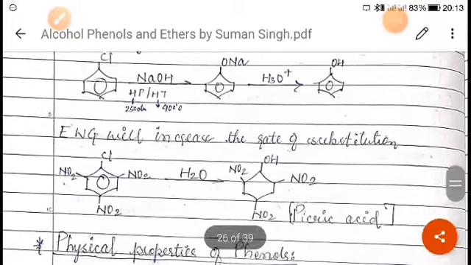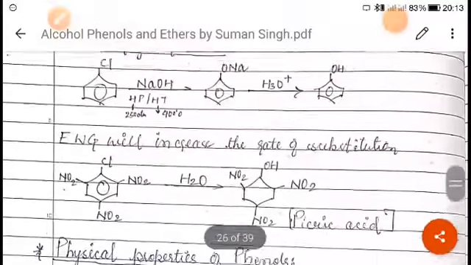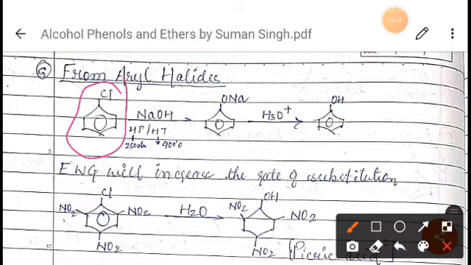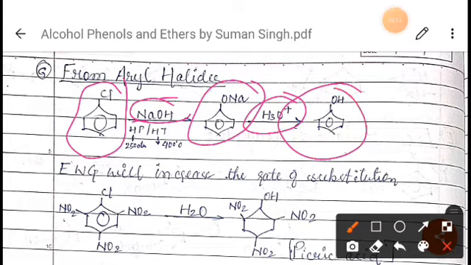Now again, preparation from aryl halide. In the aryl halide we have taken chlorobenzene in the presence of NaOH and high pressure and high temperature. The pressure should be around 250 atmospheres and the temperature should be 400 degrees Celsius. At that time it will produce ONa, and after that, in the presence of hydronium ion, or when we hydrolyze this, we will get phenol.